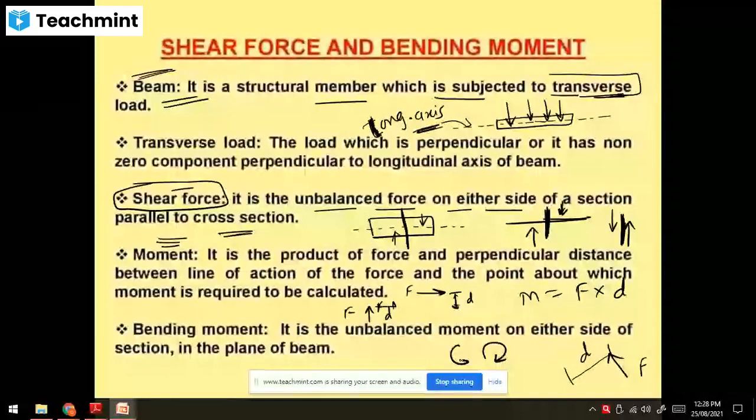Force into perpendicular distance between the line of action of force and the point about which the moment is required to be calculated. That is called a moment. We have to use the Varignon's theorem, which I think you have studied in applied mechanics, right? By using the Varignon's theorem, we will find the resultant moment or distance, and you have to find the resultant also, right? So moment is the product of force and the perpendicular distance between the line of action of force and the point about which moment is required.